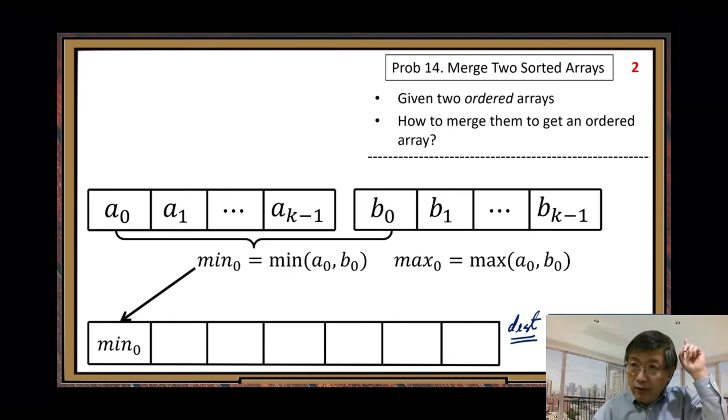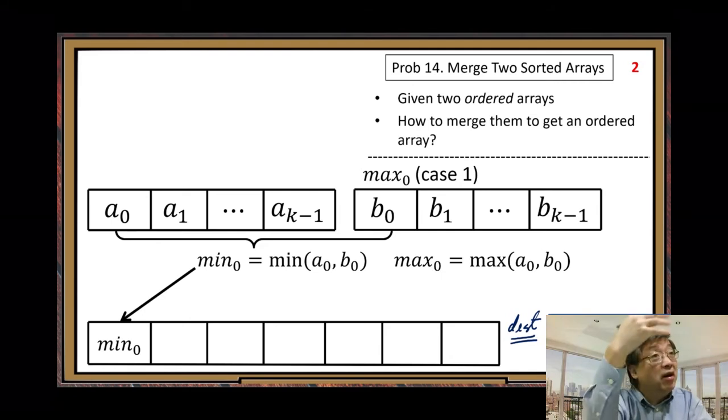So if we do the summary a little bit, after one comparison, we place one element in place. Now, let us keep doing this again and again. Here we just assume, suppose B0 is the larger one. So that's case one. Although we have another case, right? A0 is the larger one. That's another case. But we know if we discuss just one of the cases, it should be good enough.